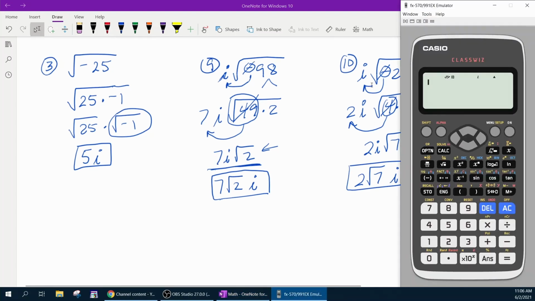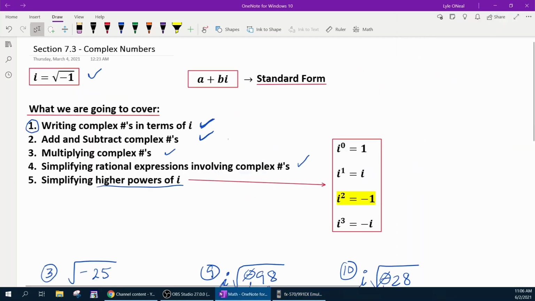And just for fun, I would like to try number 10 in the Casio and see if it does simplify it to simplest radical form. So that was the square root of negative 28. Oh, and look at that. The Casio gives it the way I actually prefer: 2 square root of 7. Notice the i is not under the radical. So we can clearly see the coefficient of i here is 2 square root of 7. That is fantastic. All right, so that takes care of objective number 1.